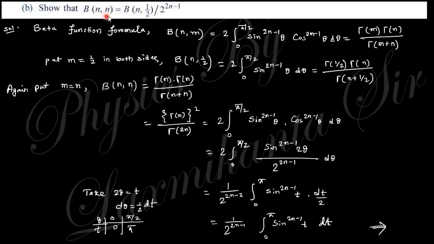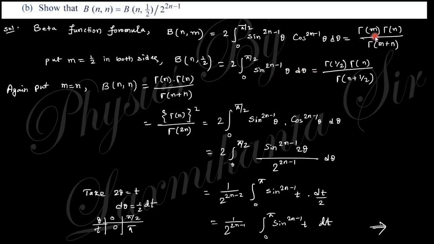Next, show that beta n comma n equals beta n comma half by 2 to the power 2n minus 1. We know the basic formula of the beta function, that is beta n m equals 2 integral 0 to pi by 2 sine to the power 2n minus 1 theta cos to the power 2m minus 1 theta, and this is gamma m gamma n by gamma m plus n. If we put m equals half on both sides, that is beta n half, that is 2 integral 0 to pi by 2 sine 2n minus 1 theta, and cos here, if you put m equals half, this is cos 0 and cos 0 is 1. So this term will be 1 here.